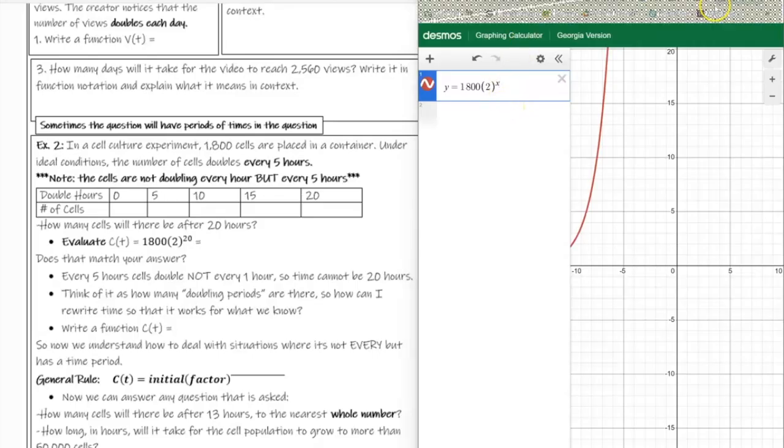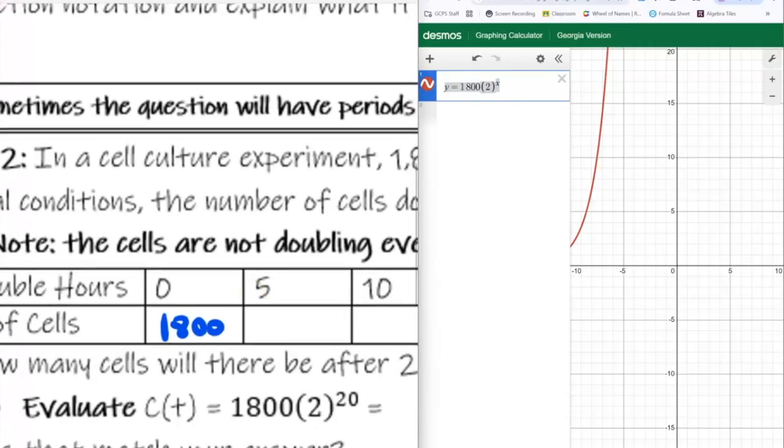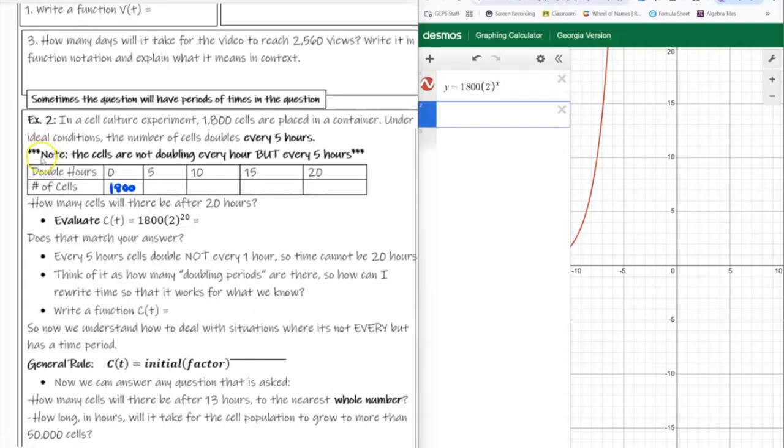Now I do want you to get in the habit of, before you just assume this is the answer, filling out a table and checking to see if whatever you think is the answer matches your table. So let's go ahead and actually do it. So I start off with 1,800 cells. So I'm going to put 1,800 here. Okay. So note the cells are not doubling every hour, but every 5 hours. So when I start with 1,800, it'll double not in hour 1, but in hour 5.